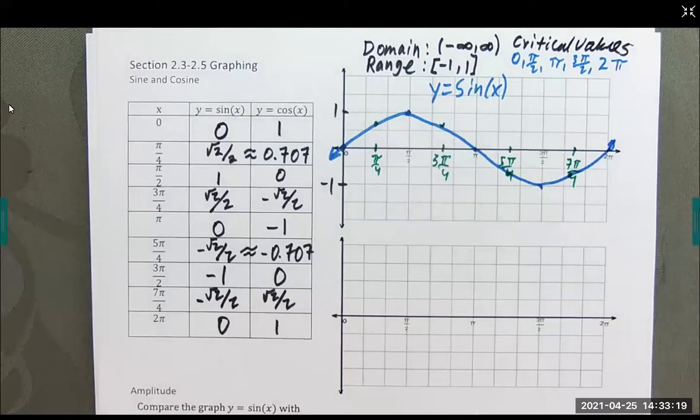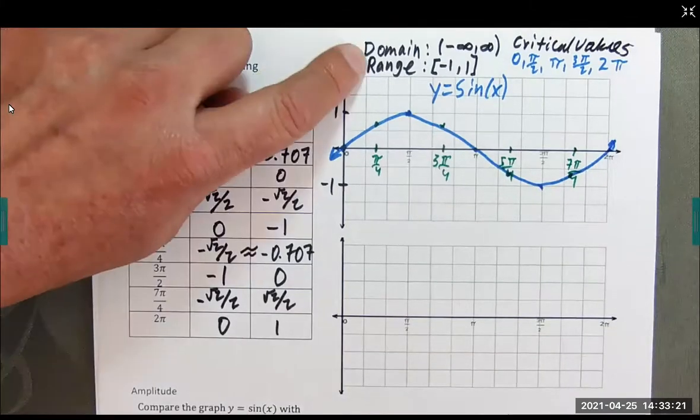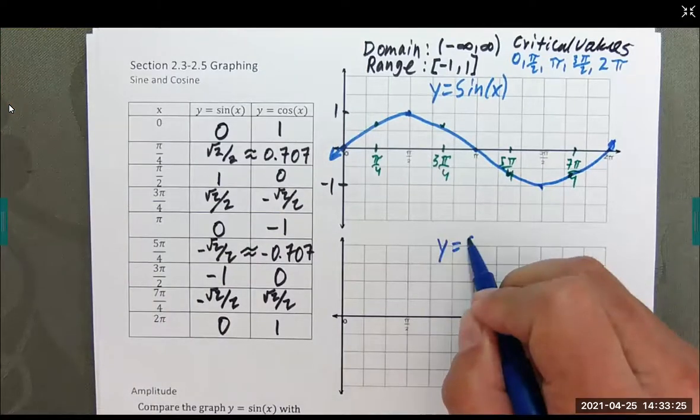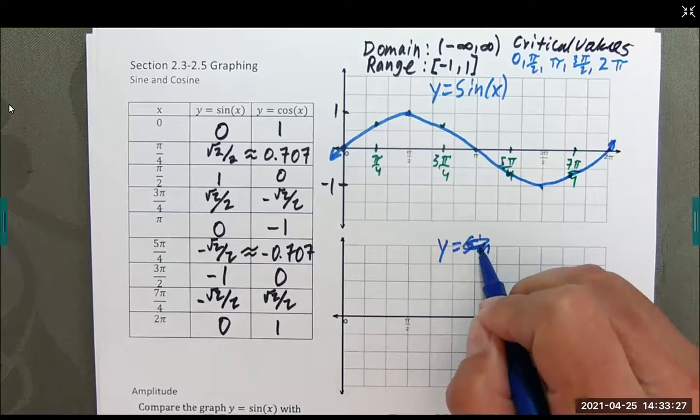Next up, let's do cosine. Again, the domain and range for cosine are the same. So this one's y equals cosine x.